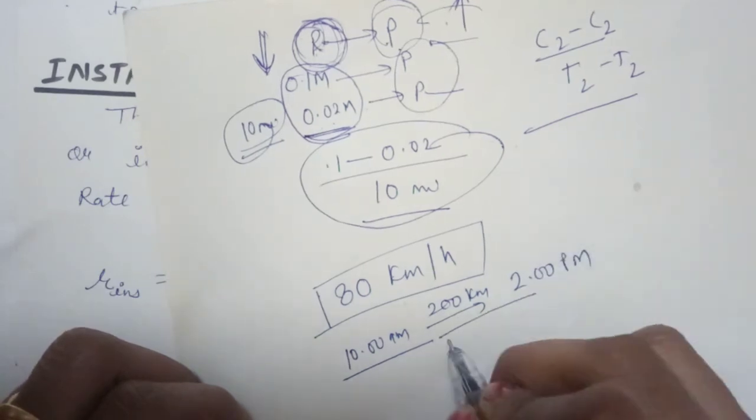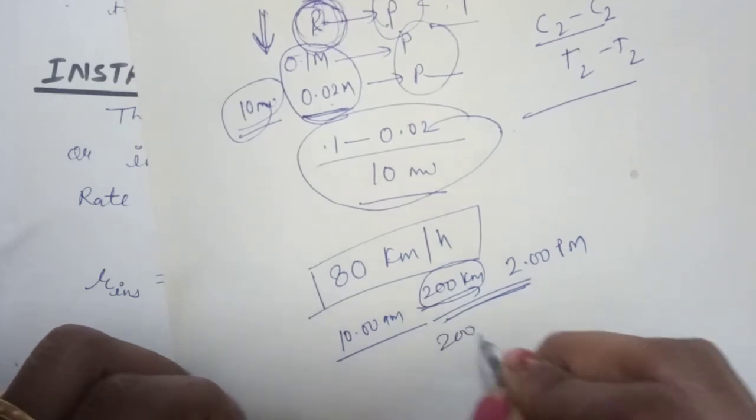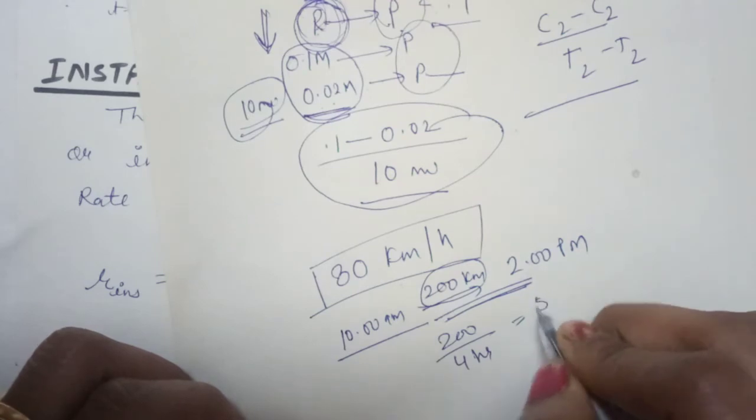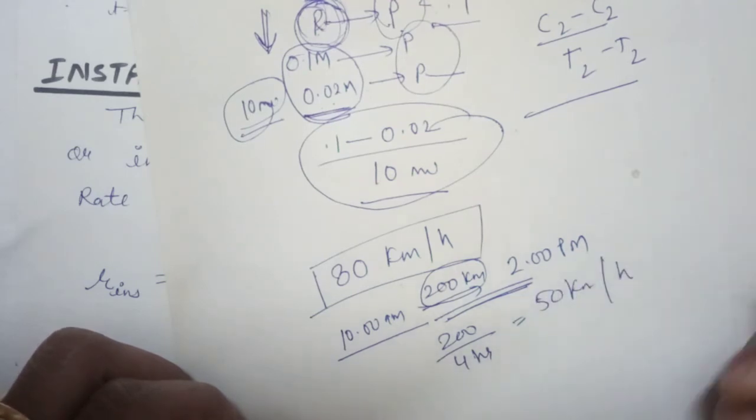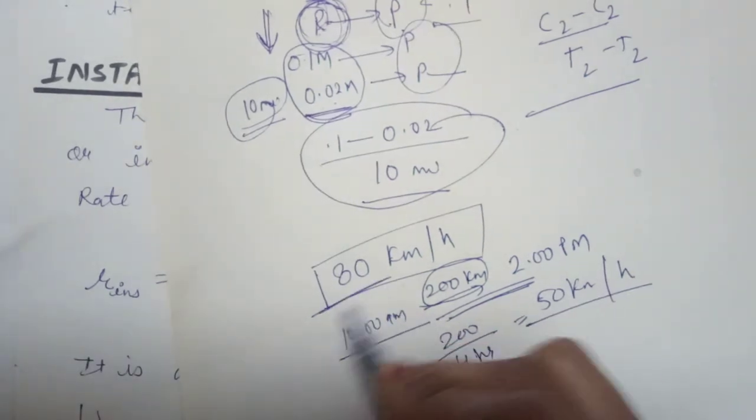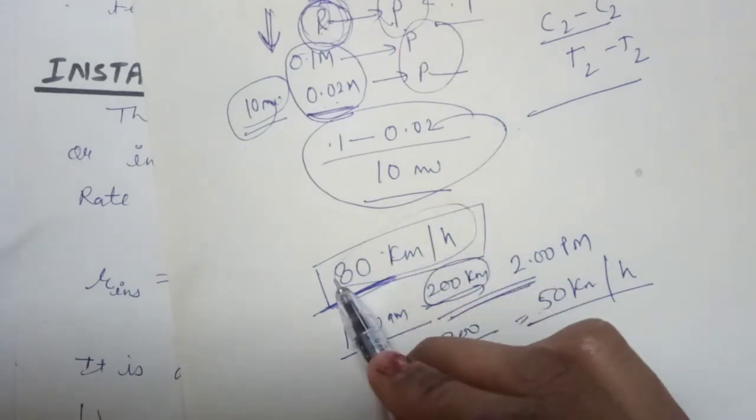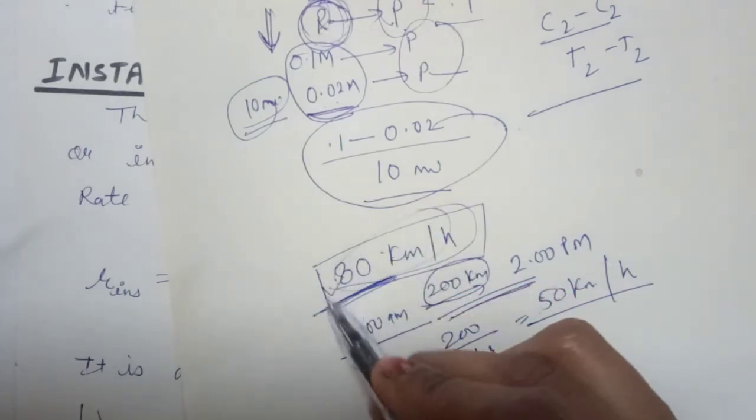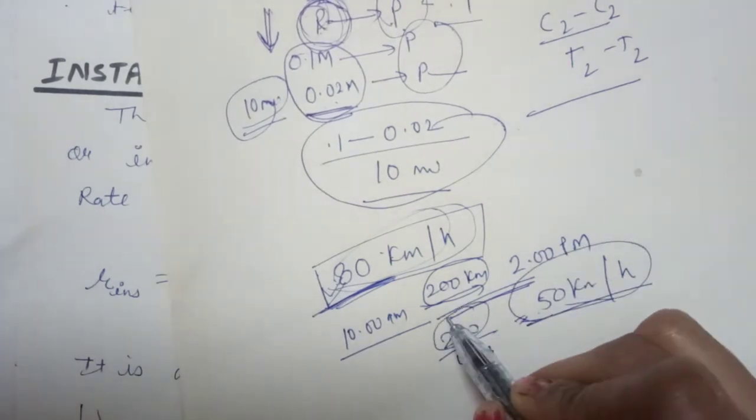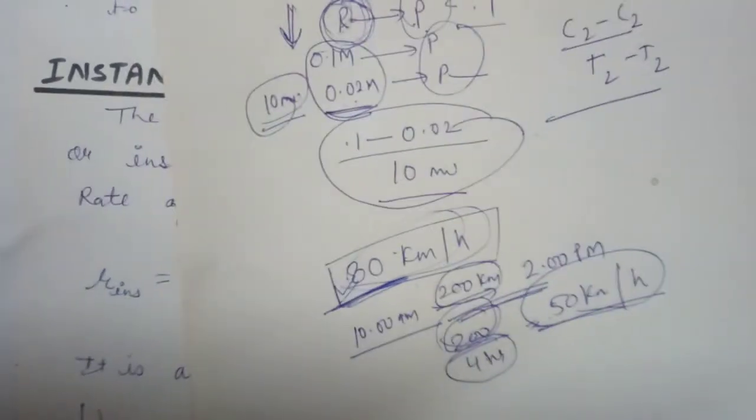Okay, it means 4 hours are taken to travel this journey. So the average rate will be 200 kilometers upon 4 hours, which means 50 kilometers per hour. Okay, this is the average speed and this is the instantaneous speed. This is the difference between the instantaneous rate of reaction, meaning the rate of reaction at a particular time, and the average rate, meaning the change in concentration in total and the time taken to change the total concentration.